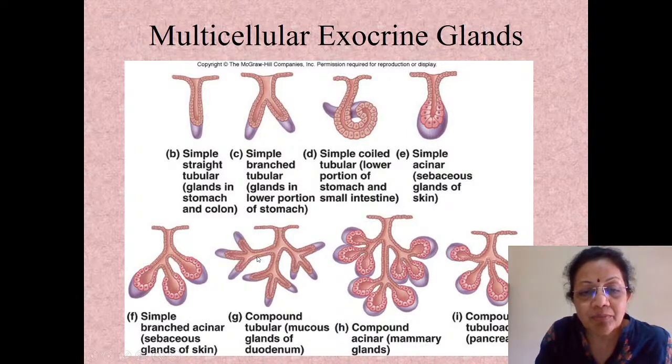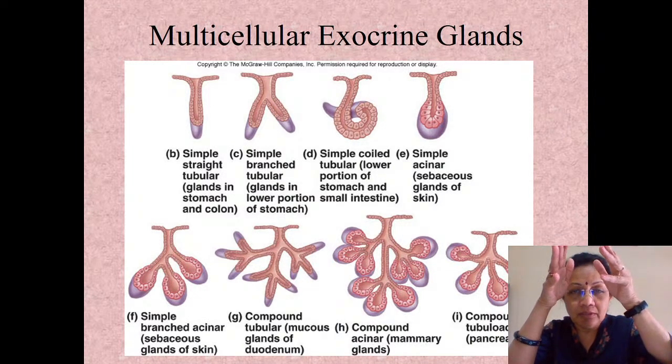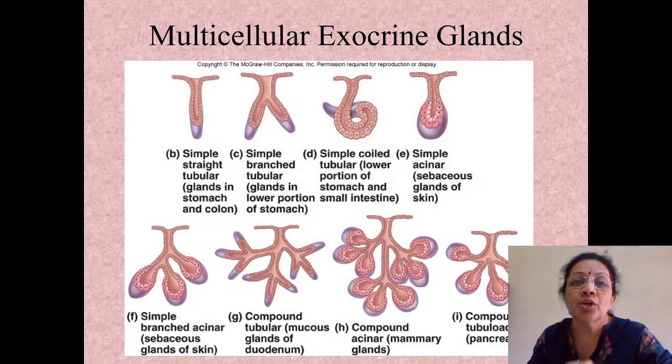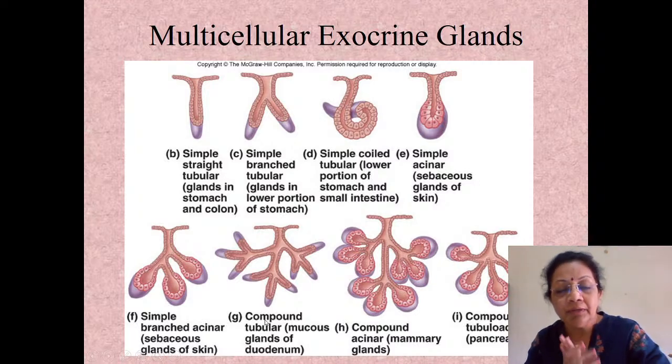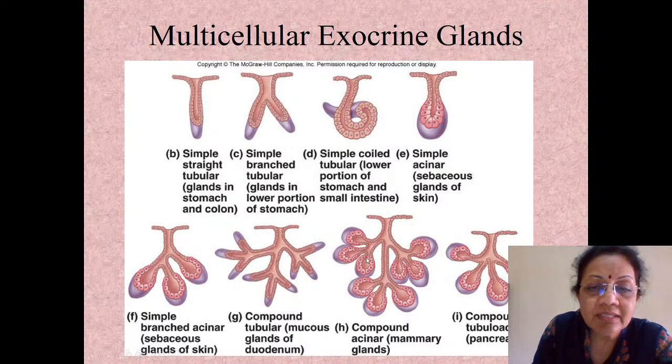So this part makes it branched. But we don't use the word simple anymore. We say compound because the tubular system itself is branching in at least 2 generations. If there was only a single branching, we call it simple branched. If there is more than a single branching, we call it compound tubular, such as the mucous glands of the duodenum.